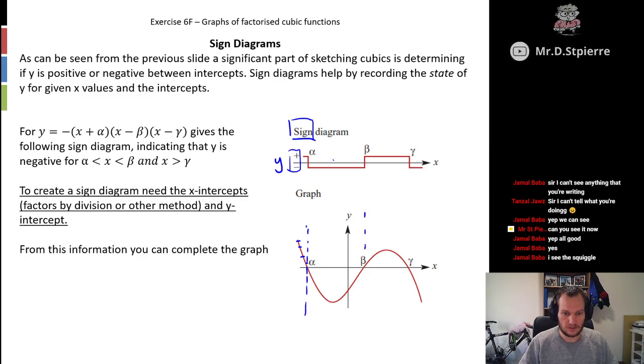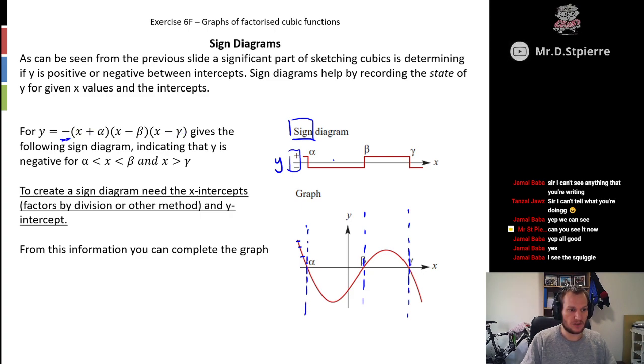Okay, or is it negative? And when does that always change? That changes at the intercepts, okay? So this is an example where we have 3 intercepts at A, B, and Y, or alpha, beta, and gamma, technically is what those symbols are.